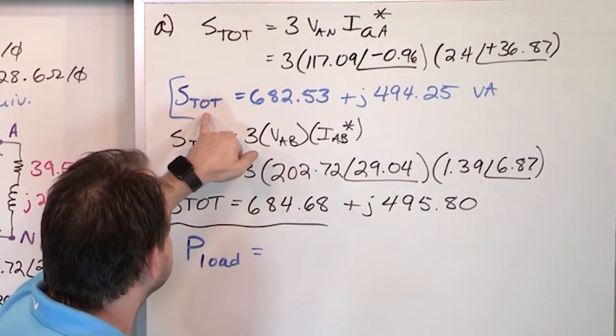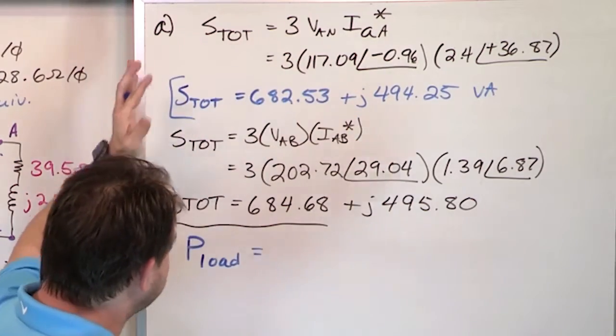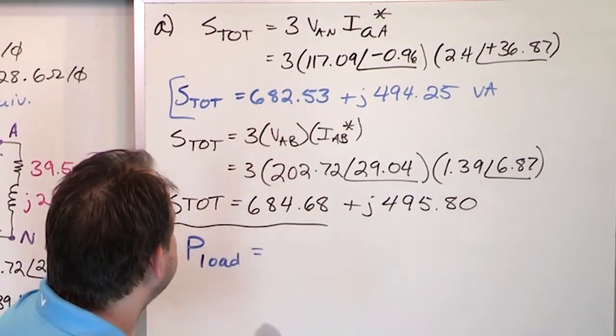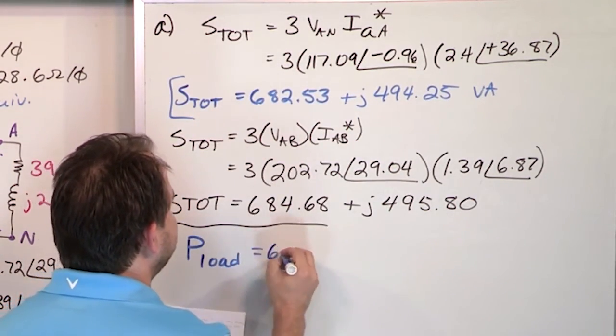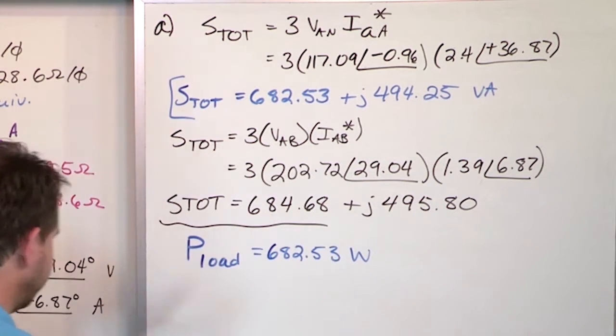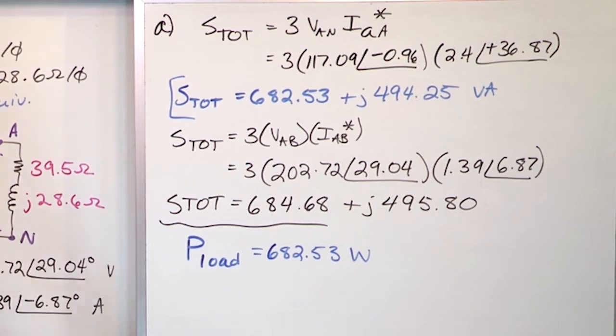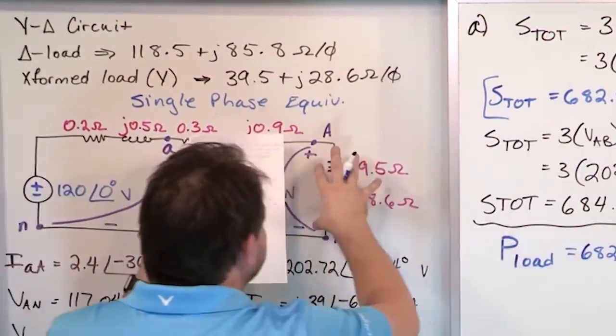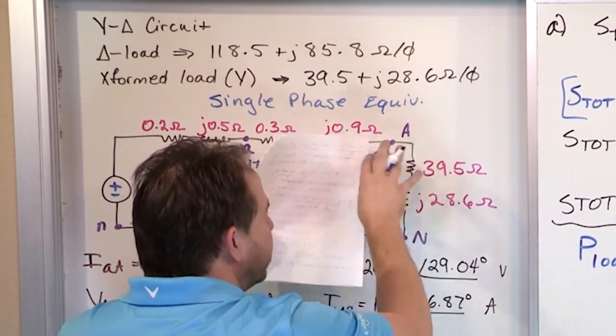The total power delivered, remember we times 3 because we want the whole thing, 682.53. So the real part of it is 682.53 watts. So we don't have to do any calculation to get that. We've done that. This is the power that's actually absorbed in the load itself.